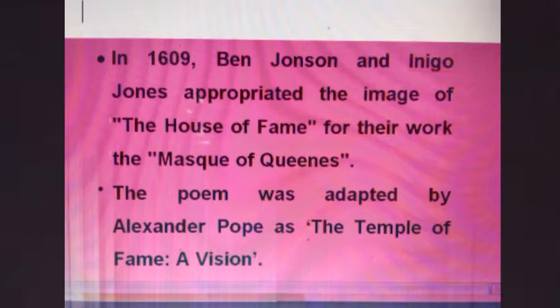And the next person who was impressed with this work and who came up with a construction of the same sort is Alexander Pope. So the poem was adapted by Alexander Pope as The Temple of Fame, A Vision. So Alexander Pope's work, The Temple of Fame, A Vision, is inspired from Geoffrey Chaucer's work, The House of Fame.